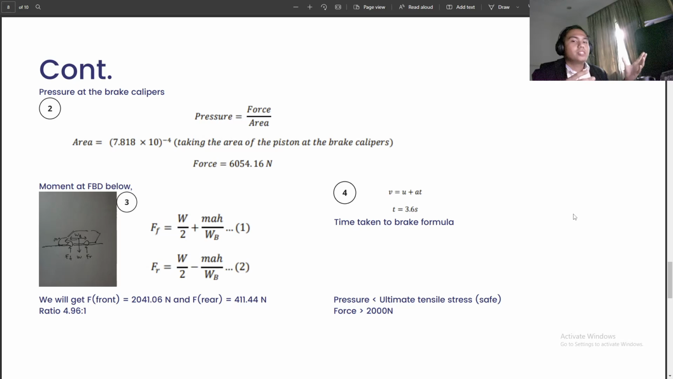So based on the force calculated at the calipers, the force exerted is higher than the force required, so it is safe to use. In addition, since the pressure calculated is lesser than the ultimate tensile strength, like previously, the pressure induced is safe for the brake rotor. So using the time and velocity formula, we can also obtain the time taken for the car to decelerate to stop, which is around 3.6 seconds.